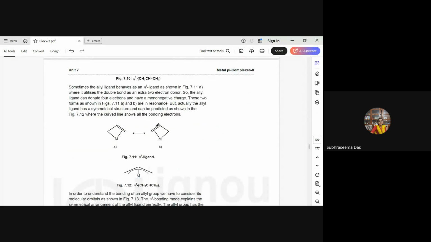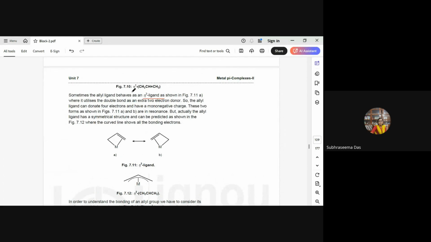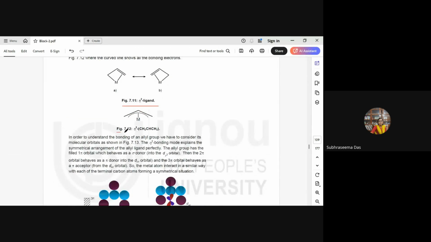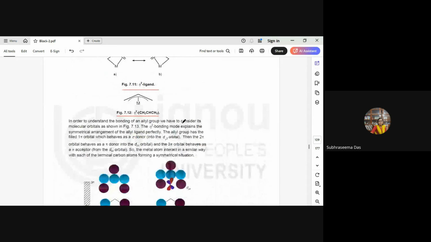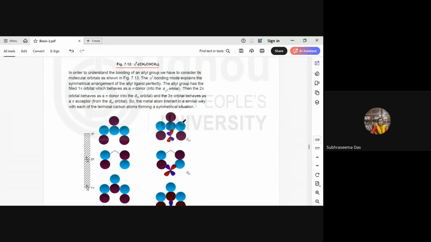Mostly the allyl ligand behaves as a monohapto, but in other cases it has been shown that it behaves as a trihapto. Here it is shown how it behaves as a trihapto, and in another figure another example is shown, one a symmetrical structure and one a curved structure. To understand the bonding of an allyl group, we have to consider molecular orbital theory. The eta 3 bonding mode explains the symmetrical arrangement of the allyl ligand perfectly.